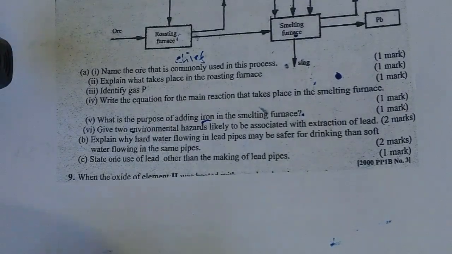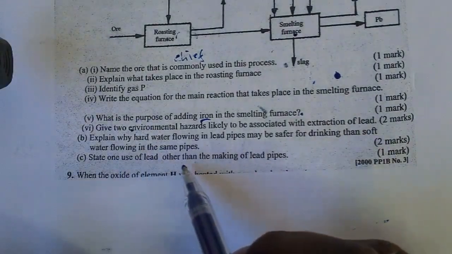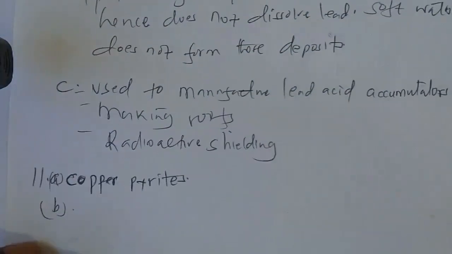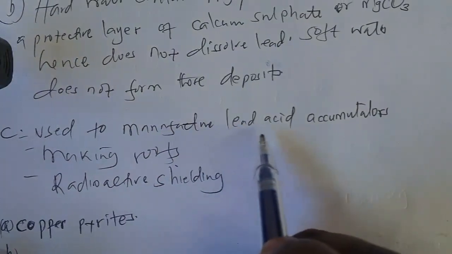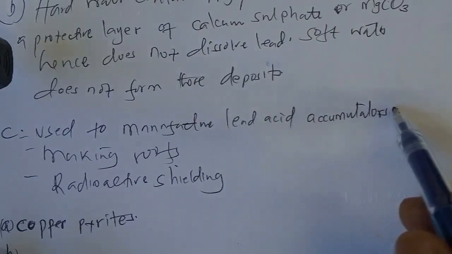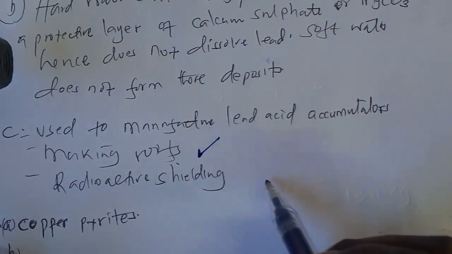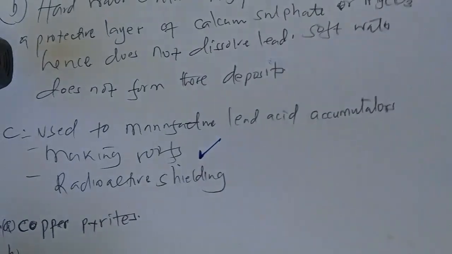State one use of lead other than making lead pipes. Other uses of lead include manufacturing lead acid accumulators, that is the batteries, making roofs, and radioactive shielding. Those are some of the uses of lead other than making pipes.